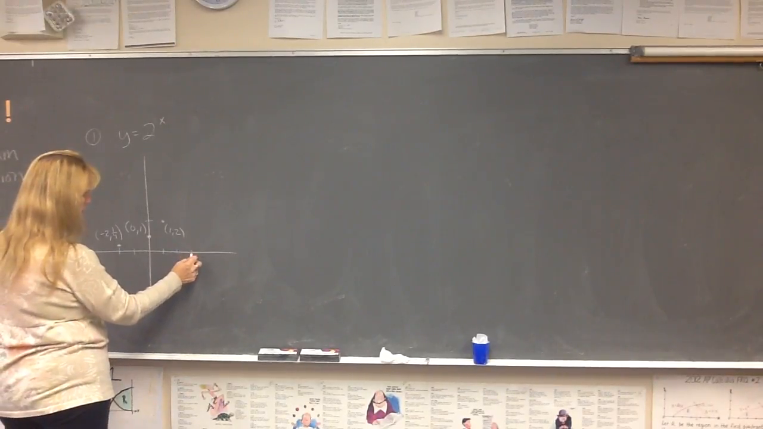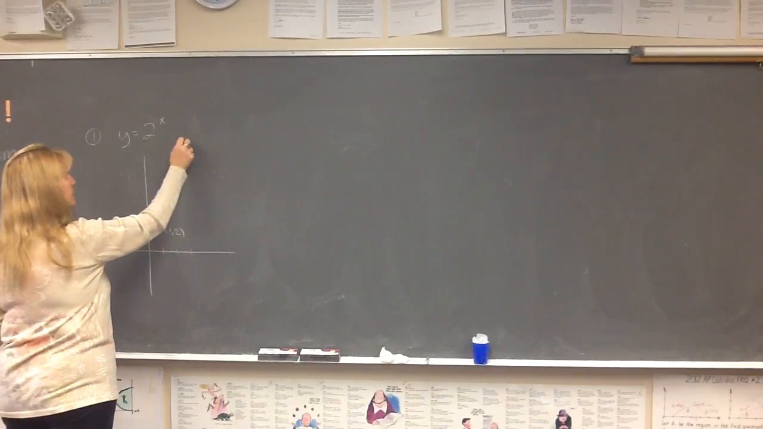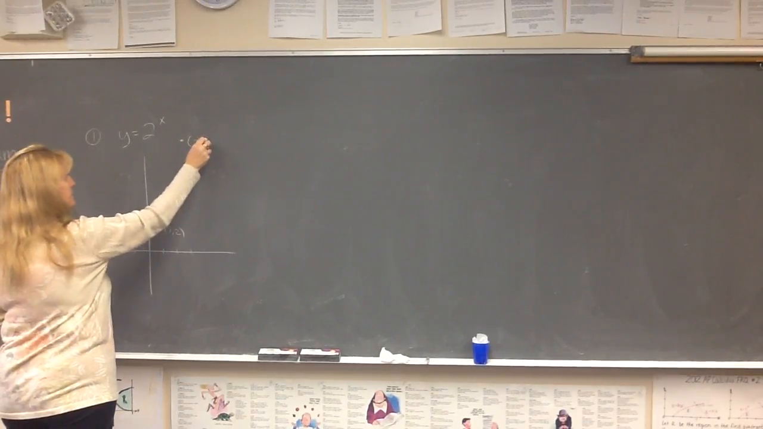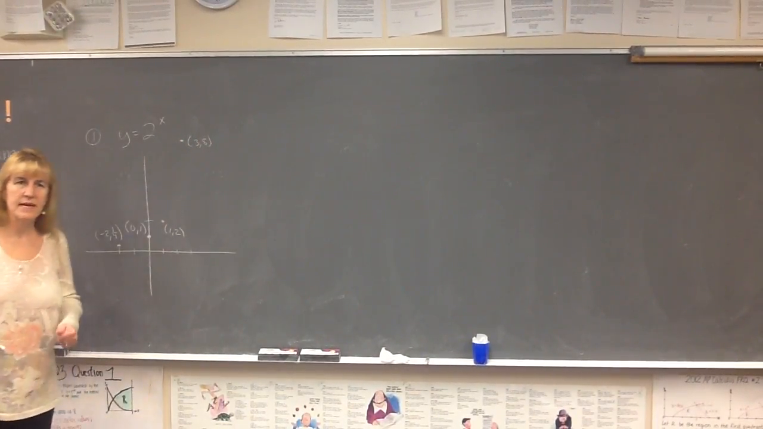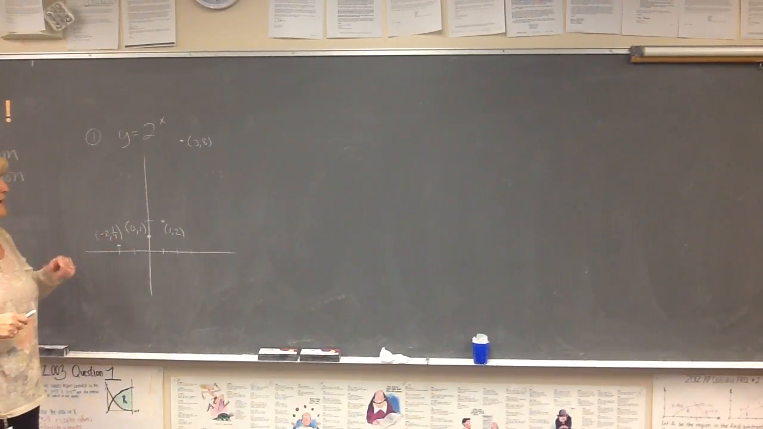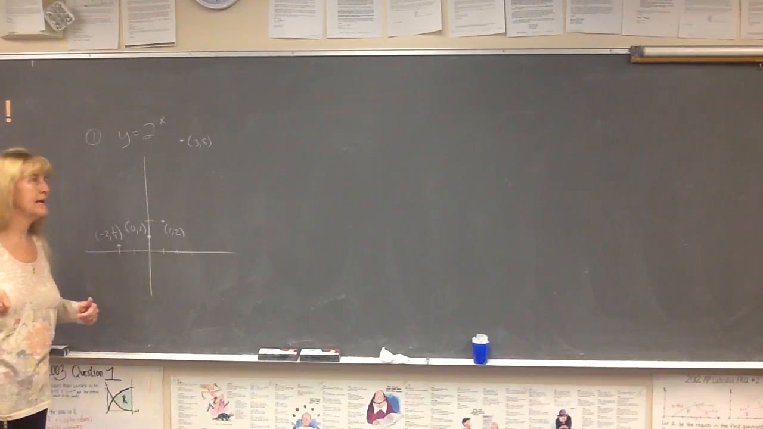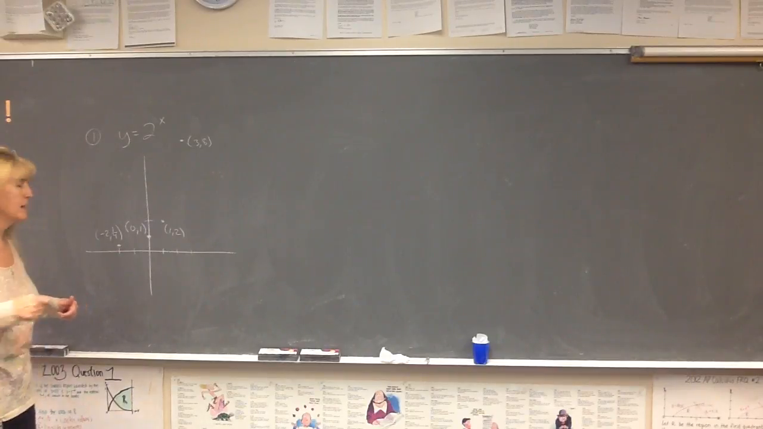Here's 2, here's 3. 1, 2, 3, 4, 5, 6, 7, 8. We're just going to pretend that's (3, 8). Any others? Can you think of any? Those are the 4 I asked for. (-1, 1/2). (2, 4). Okay, what did you say? (-3, 1/8).